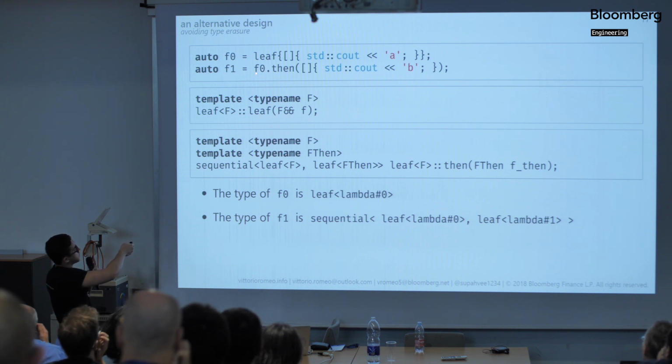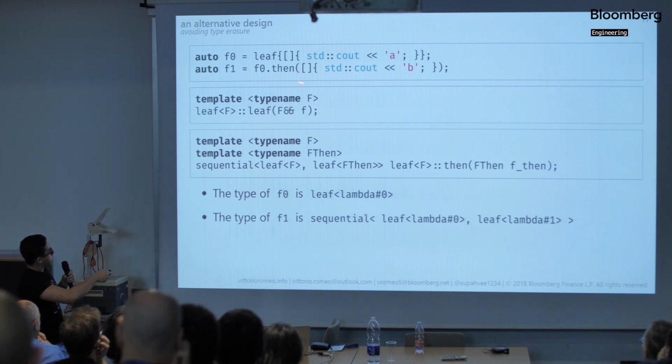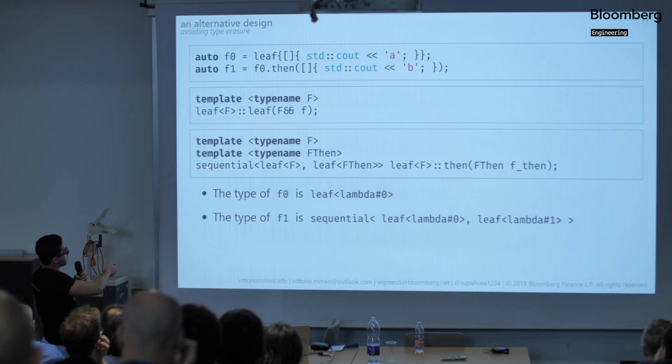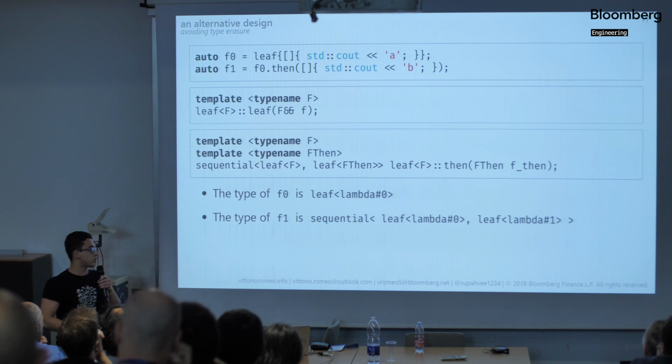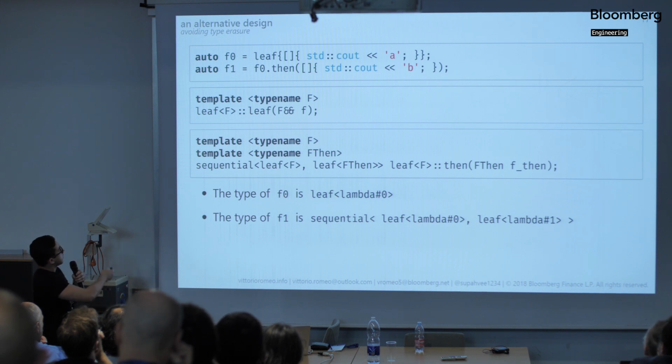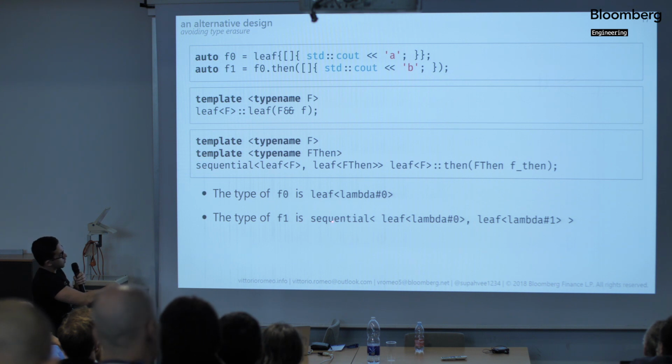and then we have some type f1 that is built by attaching another computation to the first leaf. So the first one is created via this constructor, and the second one, as you can see here, is a member function of leaf called then. It takes an arbitrary lambda or function, and then it returns a sequential node that contains information about the first node and the second node as part of the type. So everything we're doing in terms of the future graph composition is represented as part of the type system. The type of f0 is a leaf of some lambda over here, and the type of f1 is sequential of a leaf of that lambda and a leaf of another lambda. So all information about the graph is available at compile time.